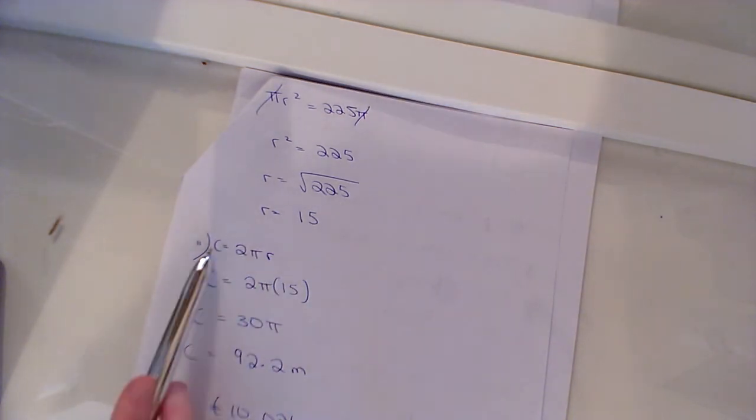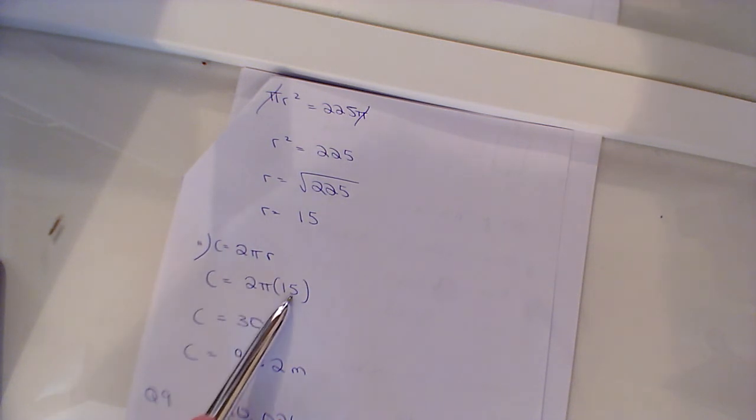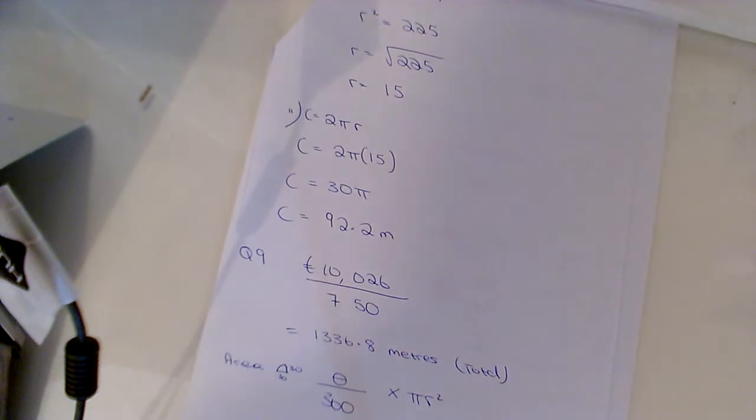Then to find my circumference, I get my circumference is equal to 2 pi r, so my circumference is equal to 2 pi bracket my radius, my circumference is equal to 30 pi, and I get my circumference to one decimal place is 92.2 metres.